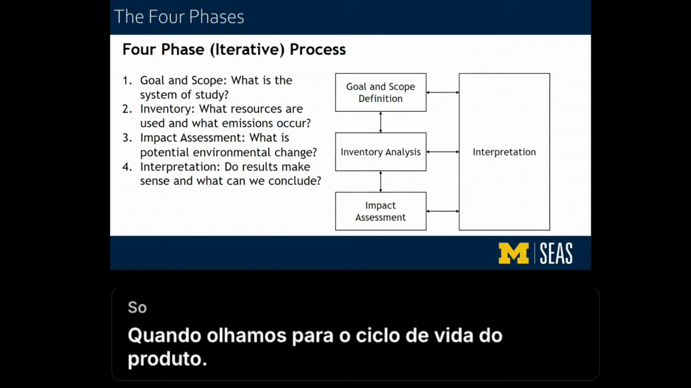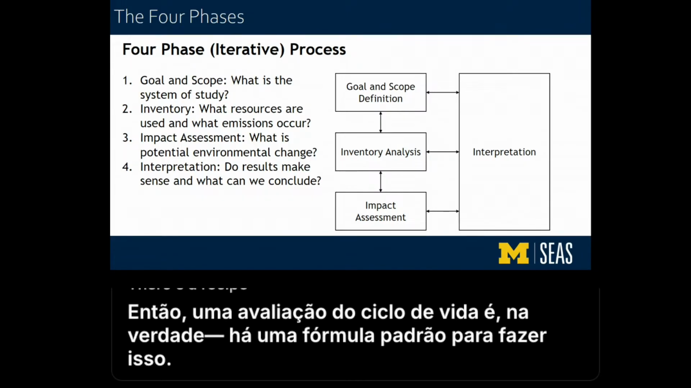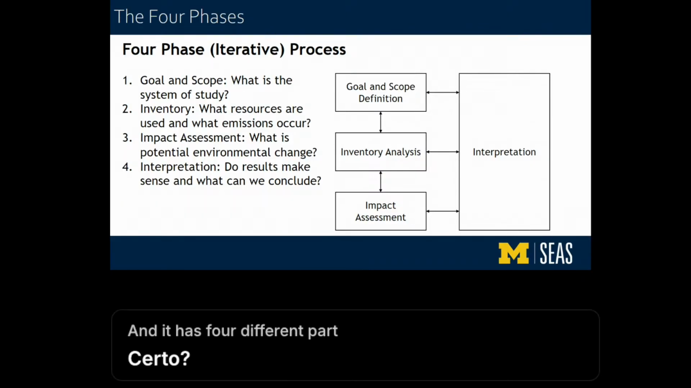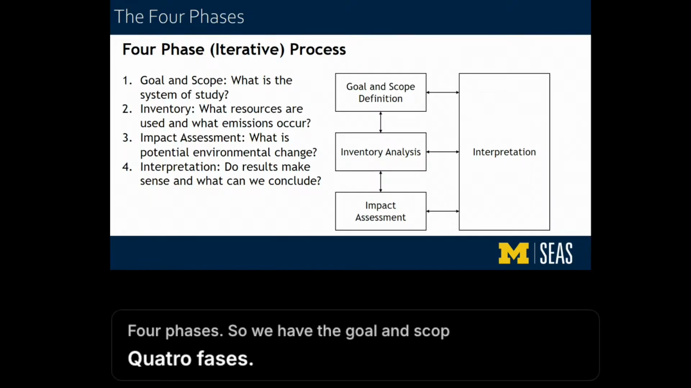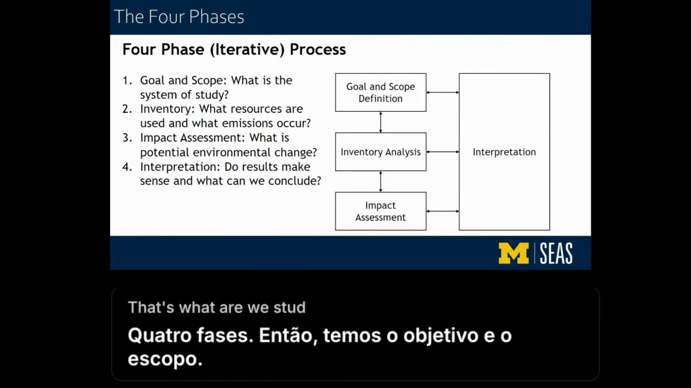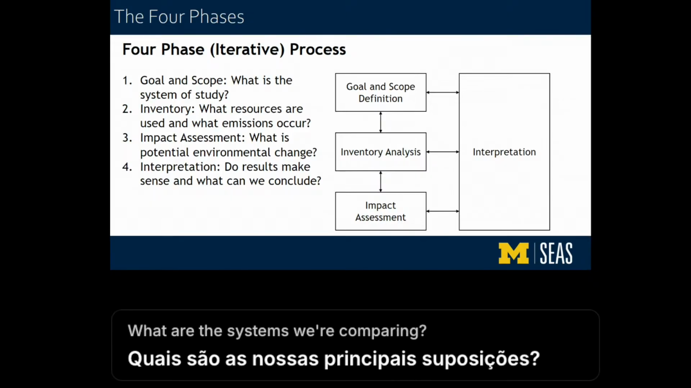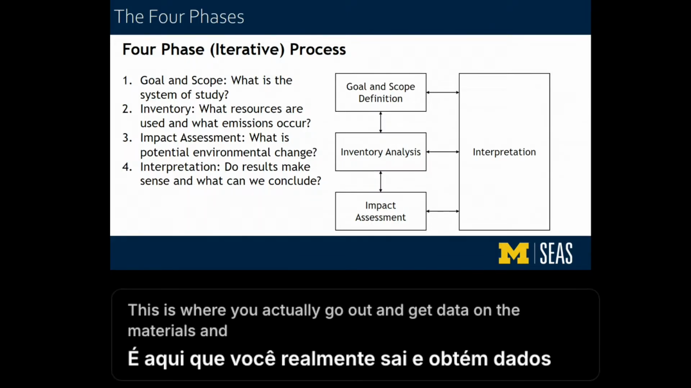So a life cycle assessment, there's a standard formula for doing it. There's a recipe for doing a life cycle assessment, right? And it has four different parts. We call them phases, right? Four phases. So we have the goal and scope. That's what are we studying? What are our main assumptions? What are the systems we're comparing? Then there's the inventory analysis. This is where you actually go out and get data on the materials and energy at those different life cycle stages and the pollution coming out.